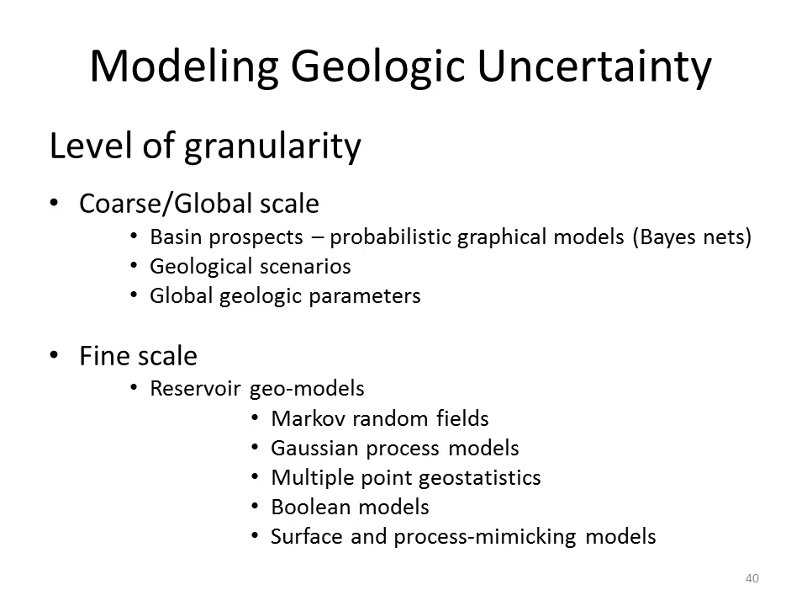So when you're modeling geologic uncertainty, depending on the decision problem, we can have different levels of granularity or different resolution, if you want to call it that. At a global scale, a core scale, we might be interested in basin prospects. We might use Bayes nets or geological scenarios. At a finer scale, we might have reservoir geomodels where we use multiple point geostatistics or other kinds of models, surface and process mimicking models, to model the geologic uncertainty.